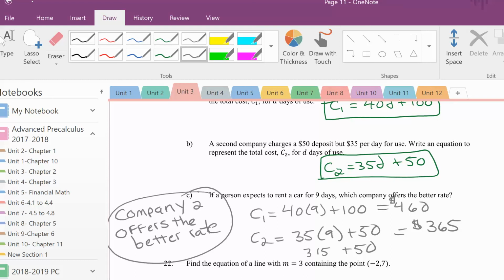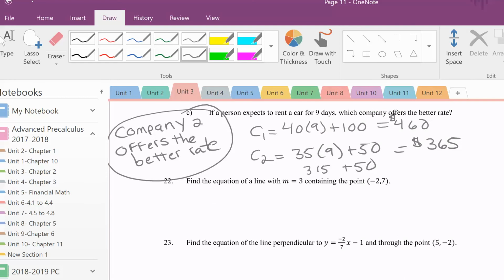All right. So you find the equation of a line. Actually, why don't you go ahead and do the last two, and then we'll go over the answers.